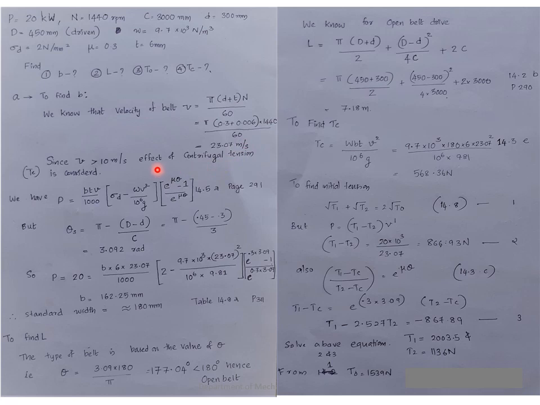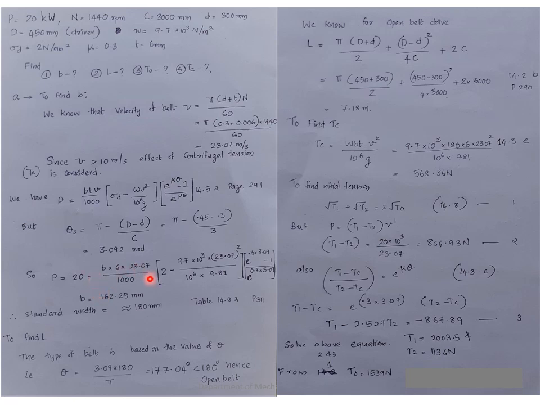And we have a thumb rule. If the velocity is greater than 10 meter per second, we consider the effect of centrifugal tension Tc. Here the velocity is greater than 10 meter per second, so you have to consider the effect of centrifugal tension. From the equation for P, you have this equation. Here you have to find the theta value also, and theta can be calculated by the equation pi minus (capital D minus small d) by c. If you remember the derivation, this is the equation for finding theta s, the wrap angle.